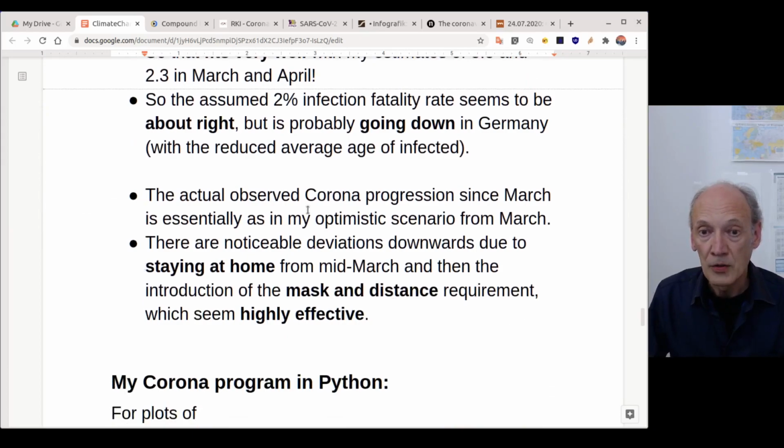So the actual observed corona progression since March is essentially as in my optimistic scenario from March. So that's good. There are also noticeable deviations, actually downwards, which is good, due to staying at home from about mid-March, and then the introduction of the mask and distance requirement, which seem highly effective.